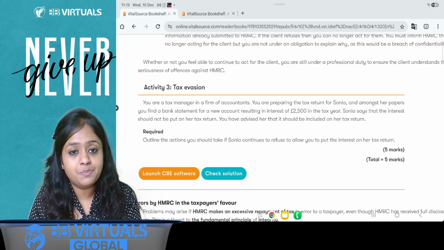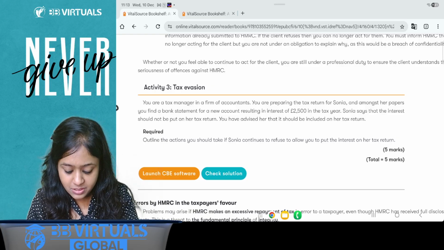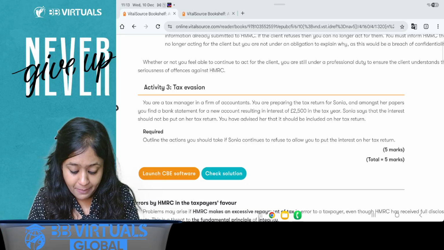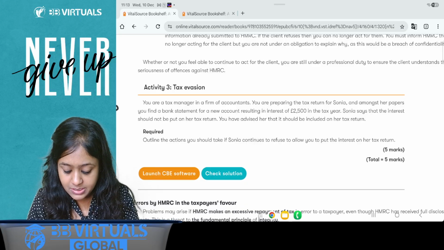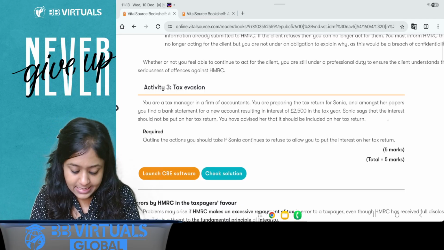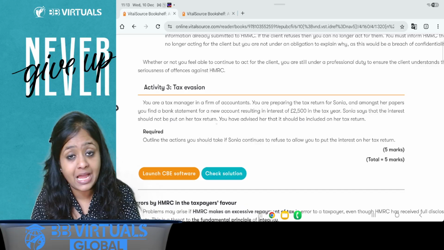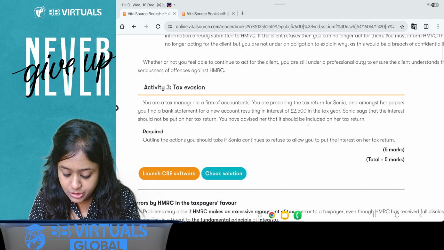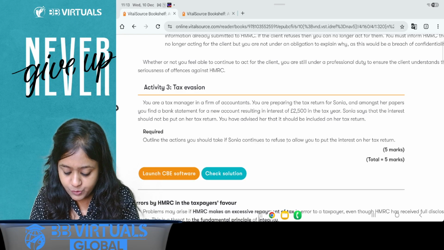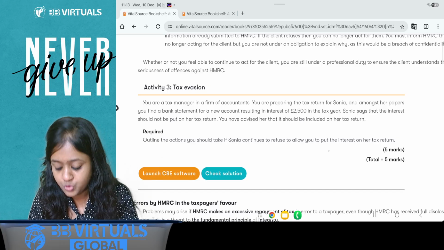Okay, you are a tax manager. Let's read it. You are a tax manager in a firm of accountants. You are preparing the tax return for Sonia, and amongst the papers, you find a bank statement for a new account resulting in interest of 2500 in the tax year. Sonia says that the interest should not be put on her tax return. You have advised her that it should be included on her tax return. Outline the actions that you would take if Sonia continues to refuse to allow you to put the interest on a tax return.